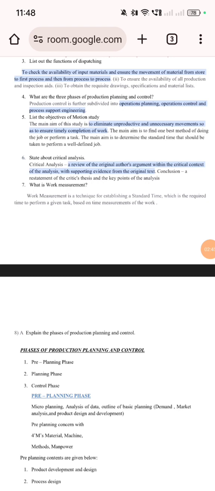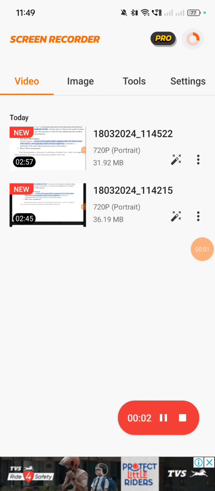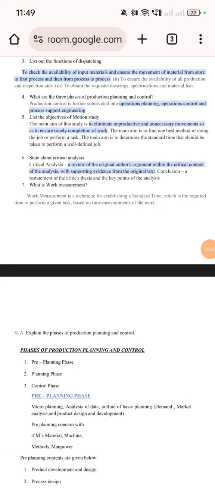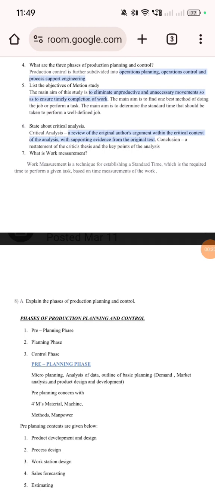What is the next one? What is work measurement? Work measurement is the application of techniques designed to establish the time for an average worker to carry out a specified manufacturing task at a defined level of performance. It is concerned with the duration of time it takes to complete a work task assigned to a specific job. It is dependent on establishing a standard time, which is the required time to perform a given task, based on time measurements of the work. It is called work measurement.